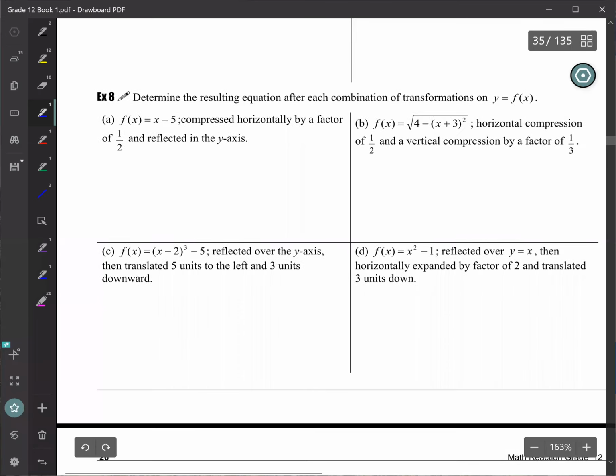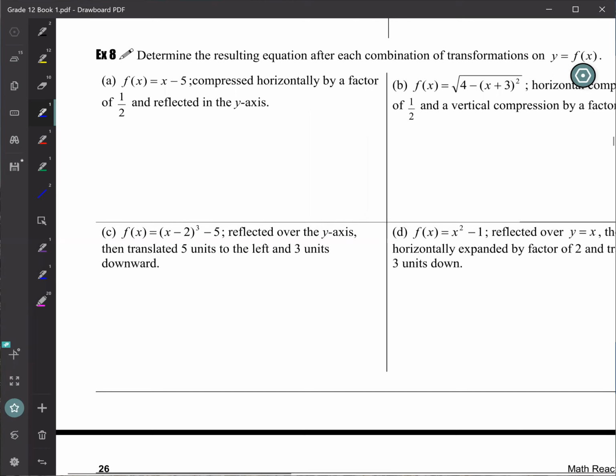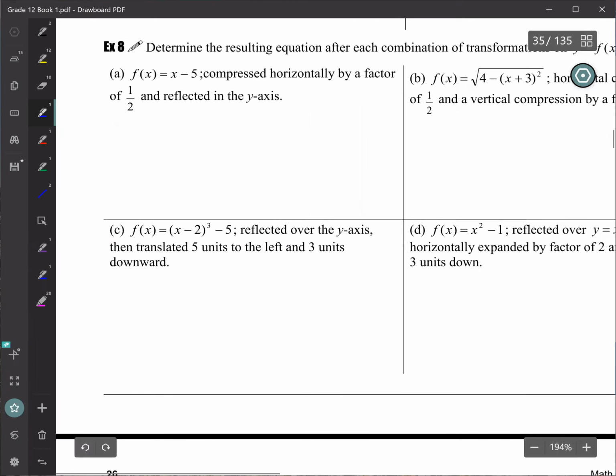Okay, so question C, we want to apply the story to this function. So we can start with y equals f of x. This is the original. So we go over one by one. If I want to reflect over the y-axis, where should we put the negative? With the x. Okay, so it becomes y equals f, and then we put x over -1, like that.